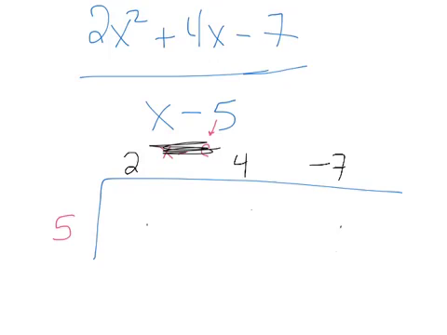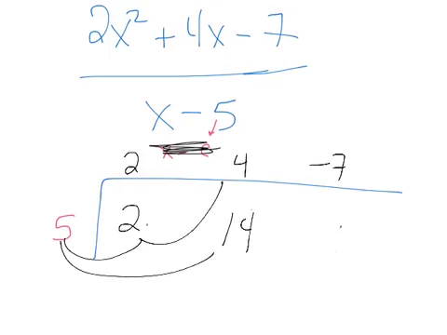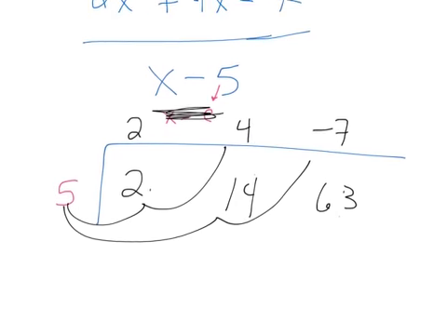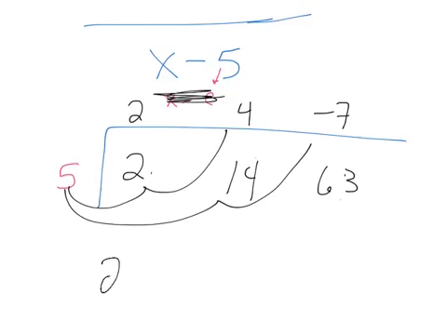Keep watching. Bring down the 2. Multiply and add, giving you 14. Multiply and add, giving you 63. Giving you an answer of 2x plus 14 plus 63 over x minus 5.